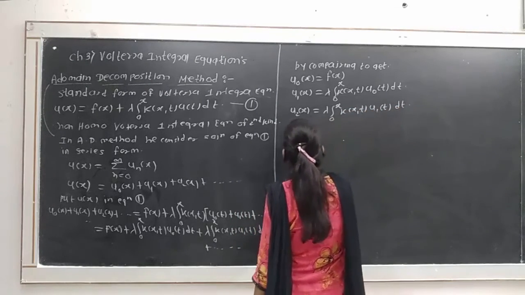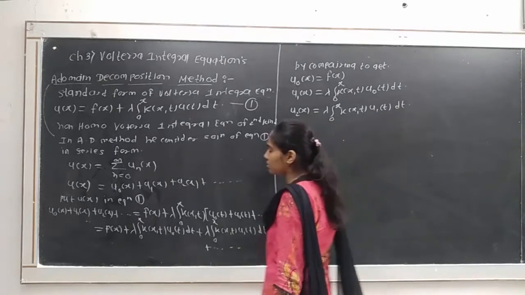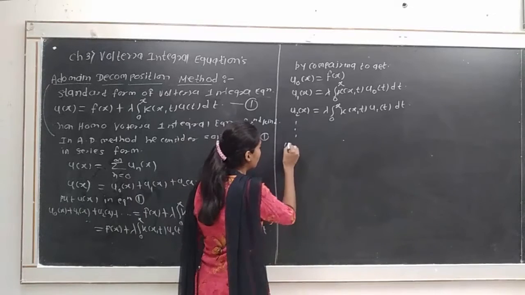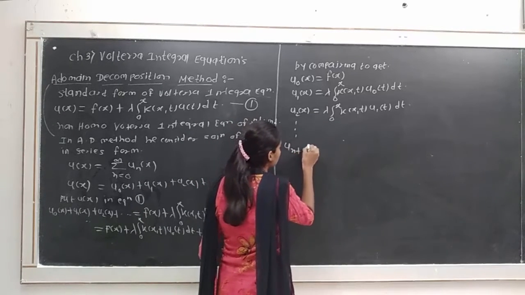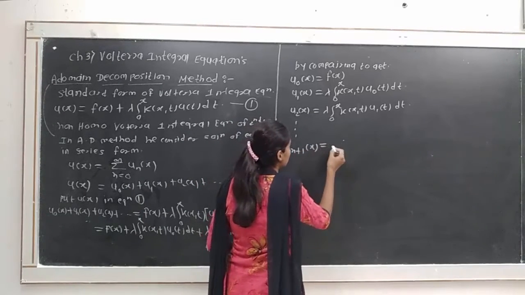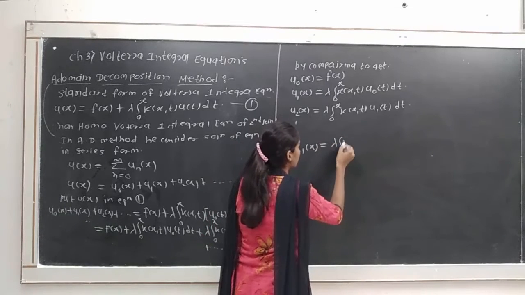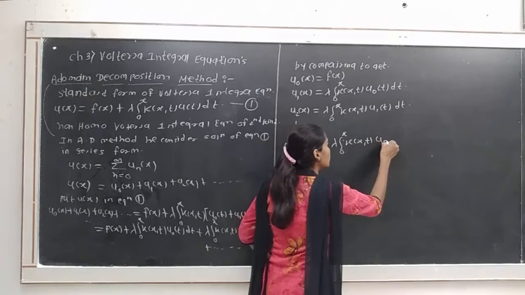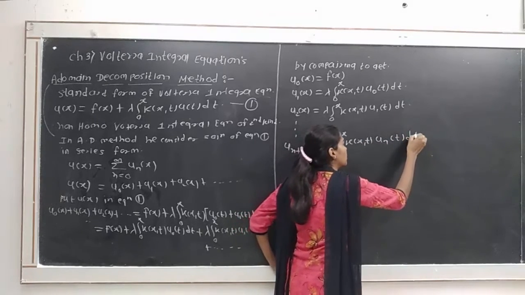Continuing in this way, if we write in general form, then we get the recursive relation u n plus 1 of x is equal to lambda integration from 0 to x k of x t into u n of t dt.